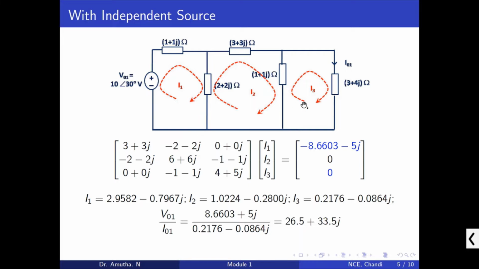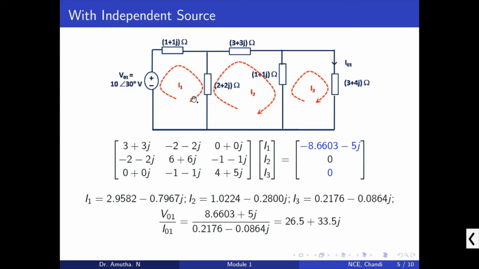What are the impedances relating loops I1 and I3? There are no impedances connecting I1 and I3, so it is considered as 0 plus 0j. Now the second loop. In the second loop, what can we do?